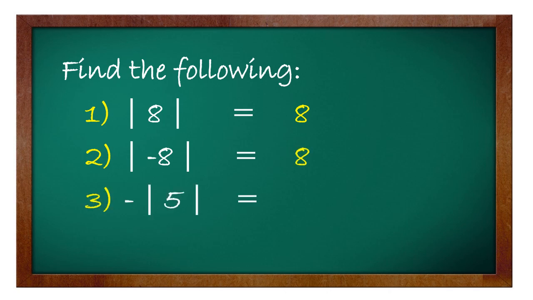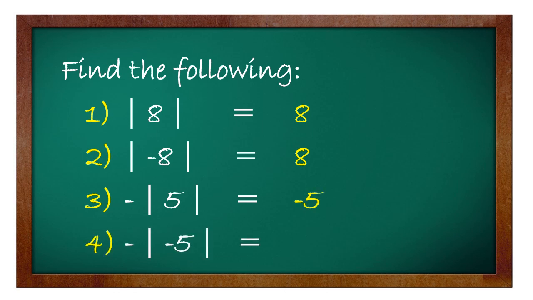Next, negative absolute value of 5. So, kung mapapansin mo, may negative tayo sa labas ng absolute value. So, kung may negative sa labas ng absolute value, we just simply copy the negative sign. Then, kukunin natin kung ano yung absolute value na tinatanong sa atin. The absolute value of 5 is 5. And then, copyin natin yung negative sign sa labas. So, we have negative 5.